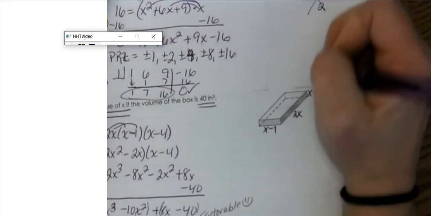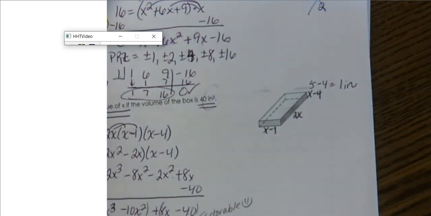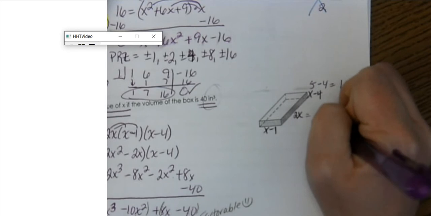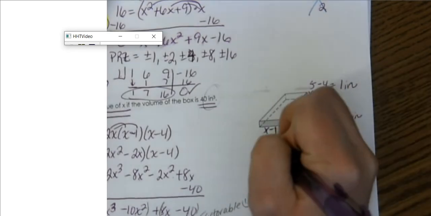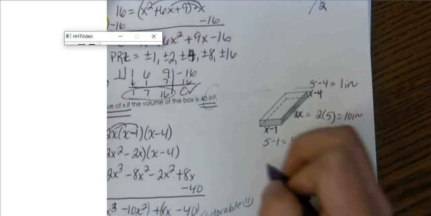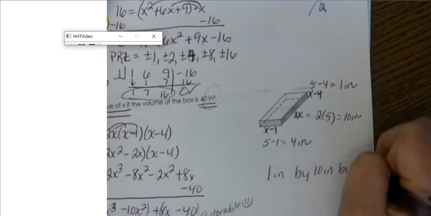This is going to be 5 minus 4, which is going to equal 1 inch, because this is inches this time. We have 2 times 5, which is equal to 10 inches. And then 5 minus 1, which is going to equal 4 inches. So our dimensions are going to be 1 inch by 10 inches by 4 inches.